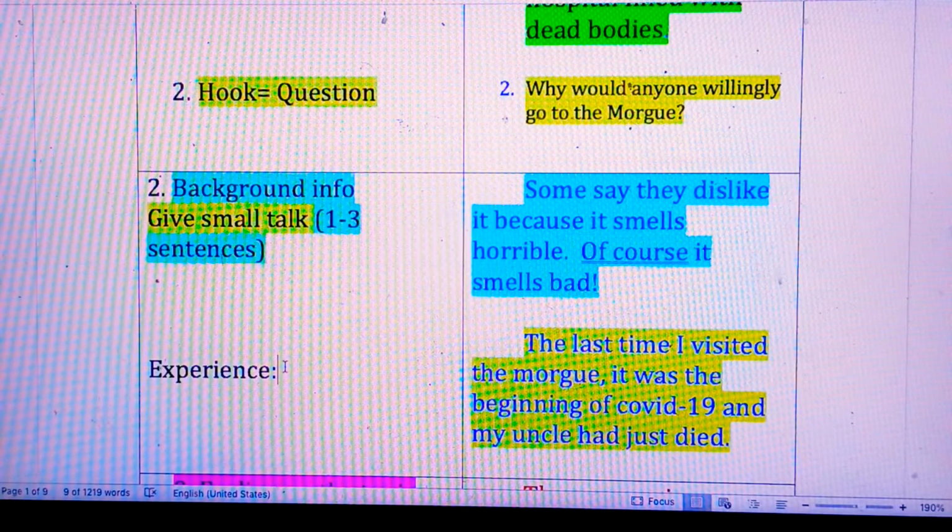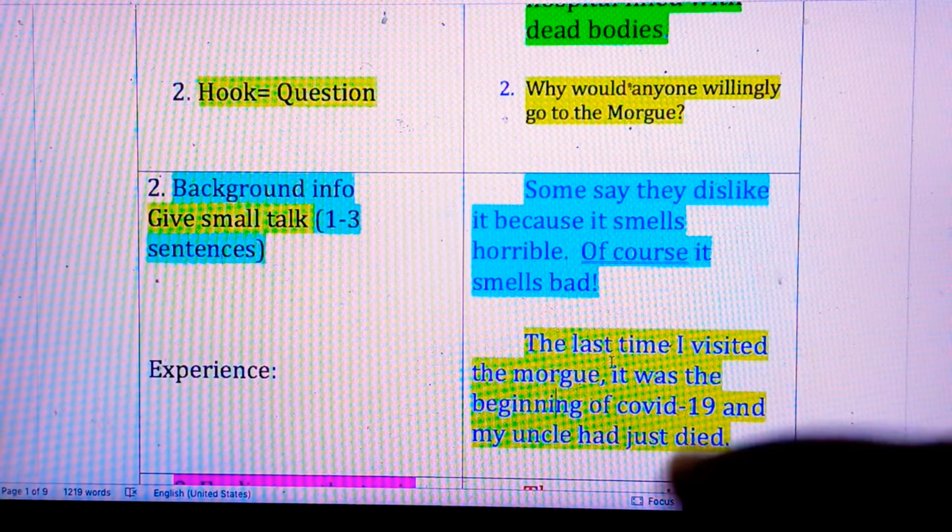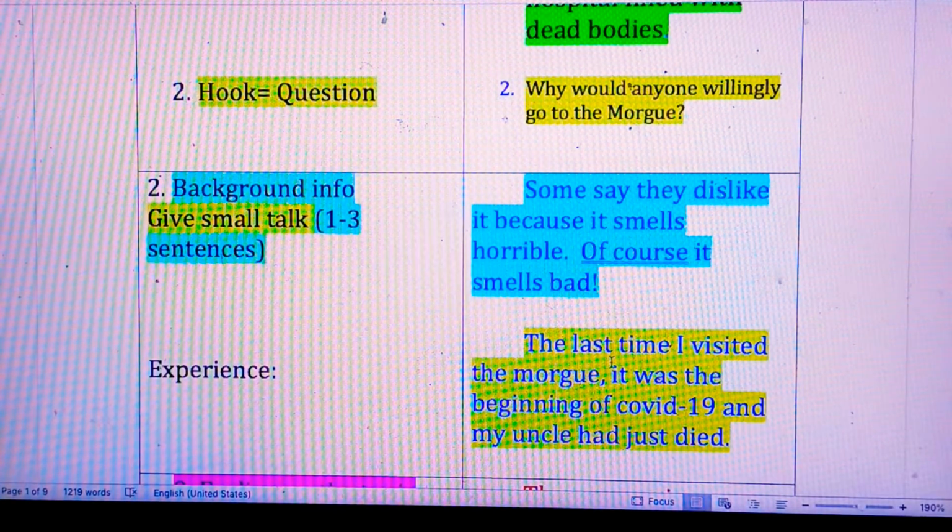The student also could have used an experience, something that you may have had an experience with, something that may have happened to you. Here's an example. "The last time I visited the morgue, it was the beginning of COVID-19 and my uncle had just died." So the student gives one sentence, and that sentence tells us a little bit about what experience or exposure they would have had going to the morgue.